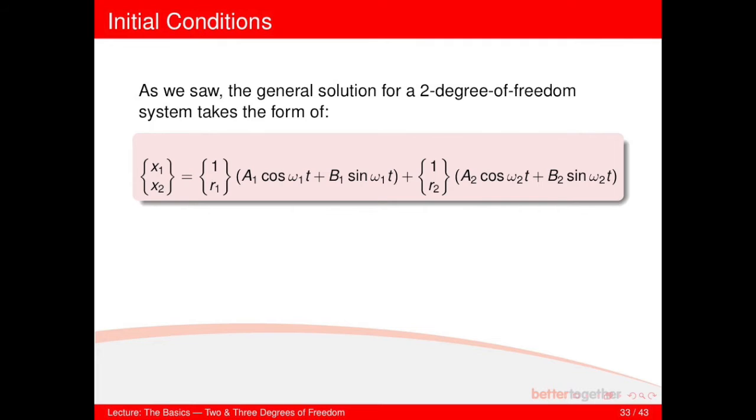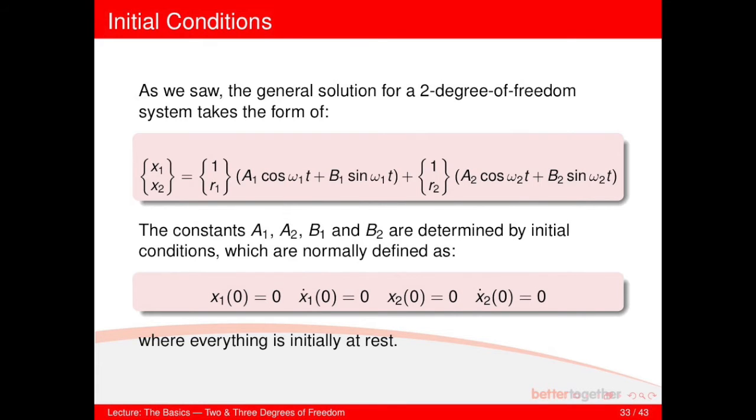We saw that the general solution for a 2-degree freedom system takes this form. What I've done here is replace those cosine terms with the cosine and sine terms for the sake of argument. And with initial conditions, you take time to be 0. Obviously certain things will happen to the sine and cosine terms when time is 0. A1, A2, B1 and B2 are determined by their initial conditions.